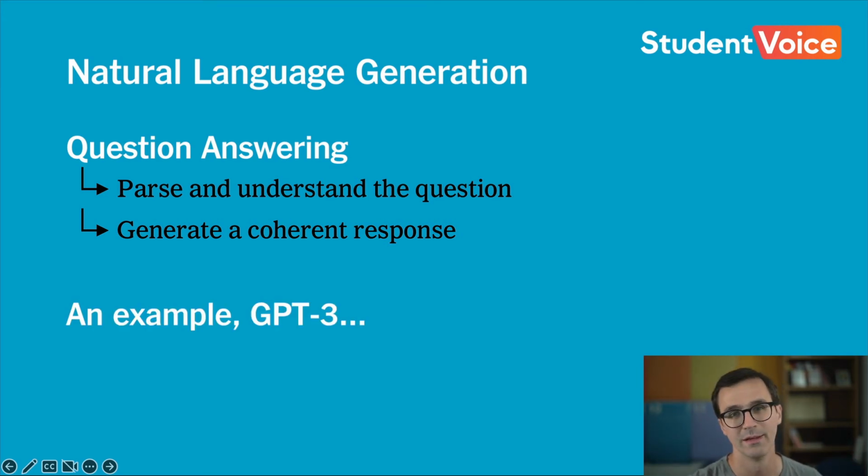Now, I'd like to finish up with a quick example of using one of these large models and what they can do. So you might have heard of GPT-3. It's a very large machine learning, a deep learning model for manipulating language.